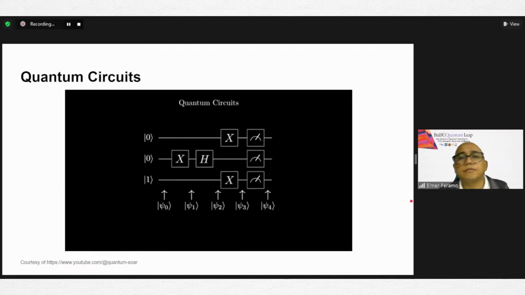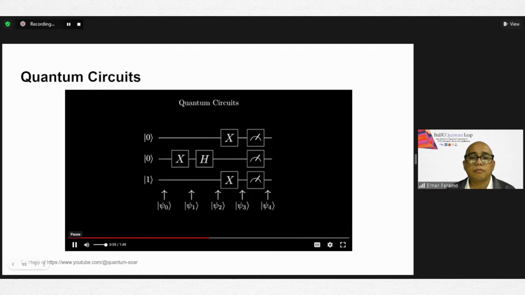On the vertical, we have the qubits, each line representing a singular qubit. The states on the left are the initial states of the qubits. The boxes are the quantum gates, and the letters on the boxes are the type of gate we are applying. For example, this is an X gate. These boxes are measurements and represent us measuring the qubit. The horizontal is the order in which we apply the gates. We start from the left.